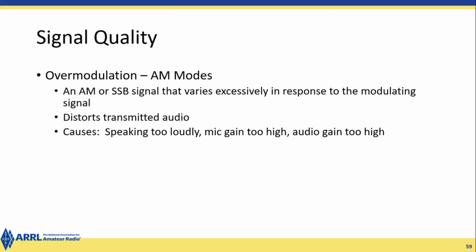Regarding signal quality, you can overmodulate AM signals. An AM or single sideband signal that varies excessively in responding to the modulation signal will have distorted transmitted audio. If you speak too loudly, or the mic gain is too high, or the audio gain is too high, you can have overmodulation and distort your audio.